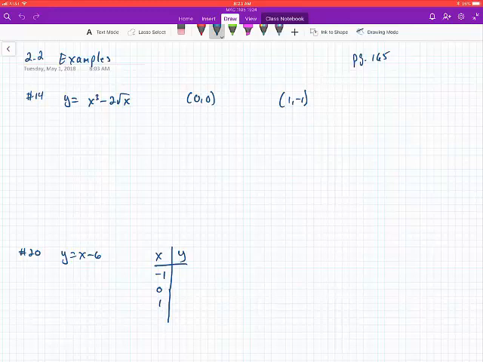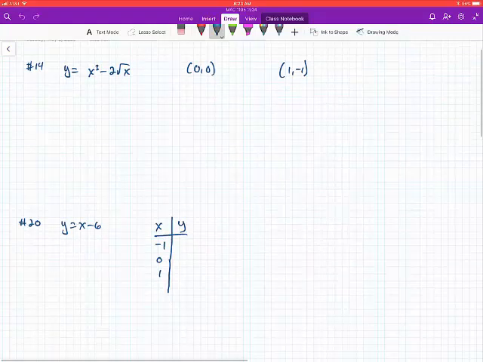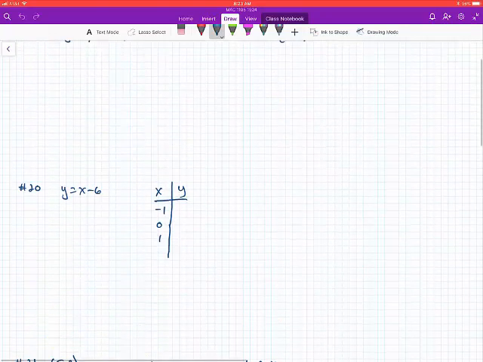These are going to be the examples for section 2.2. This is for MAC 1105, College Algebra. So for this section, I'm going to go ahead and do problems 14, 20, 32, and 58.